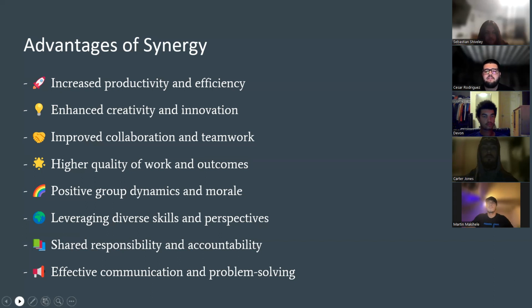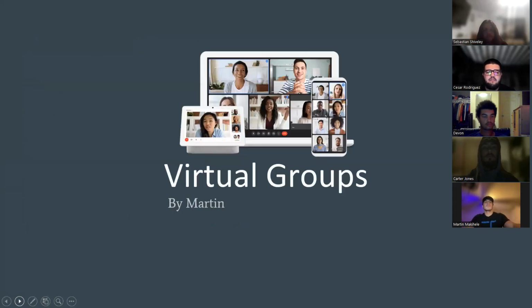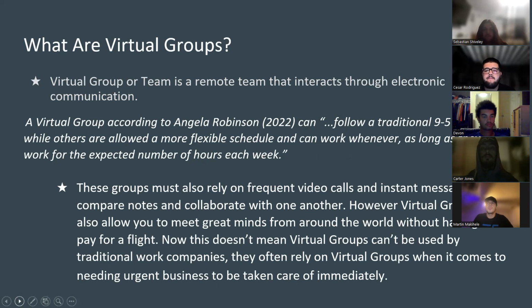Now that I've talked about synergy, Martin is going to talk about the importance of virtual groups. Thank you, Caesar. I'm going to close out this presentation by talking about virtual groups. First and foremost, a virtual group or team is a remote team that interacts through electronic communication.